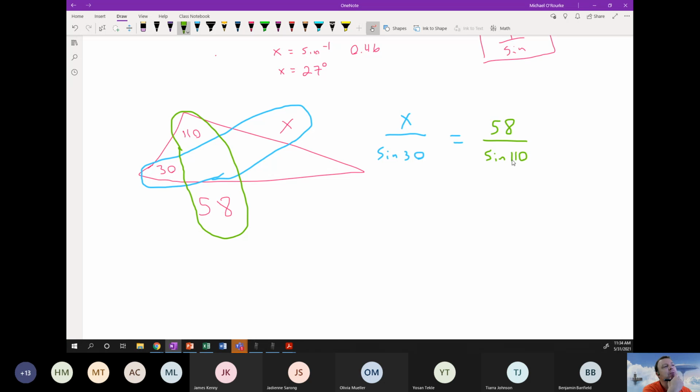Write G in chat if you were able to set it up properly for me. And put an M in chat if you missed how to set it up. Okay, good. So all you have to do to set up is put the unknown on top and put its buddy underneath, whether it's the angle or the side. Now, as we did before, we just move this one over here to get x all by itself.